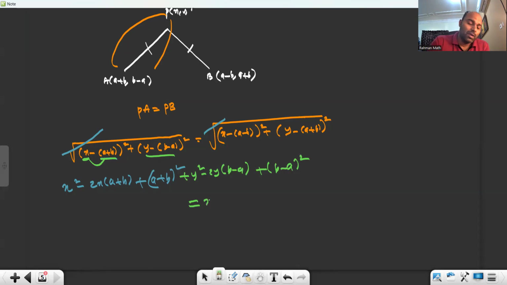Here also, x square minus 2x into a minus b plus a minus b whole square. Please proceed by yourself. Right side, I expanded this one. Same way, expand the other one also. This is the 10th one we are doing now.